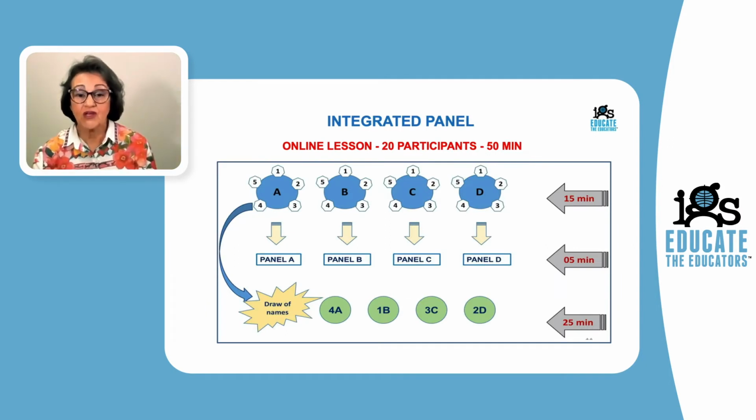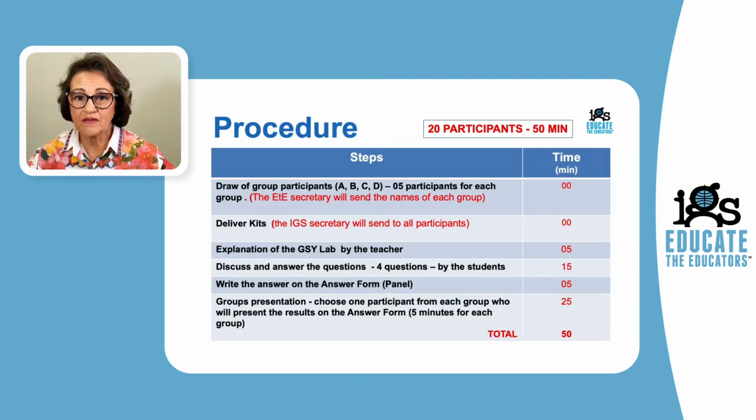This flowchart shows exactly the step-by-step that I explained previously. 15 minutes to discuss and reach the results. 5 minutes to write the results on the panel. And 5 minutes for each group to present their final results. For groups, 25 minutes. Procedure with time for each action.